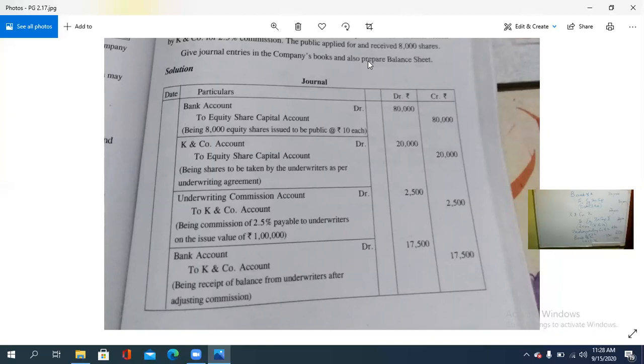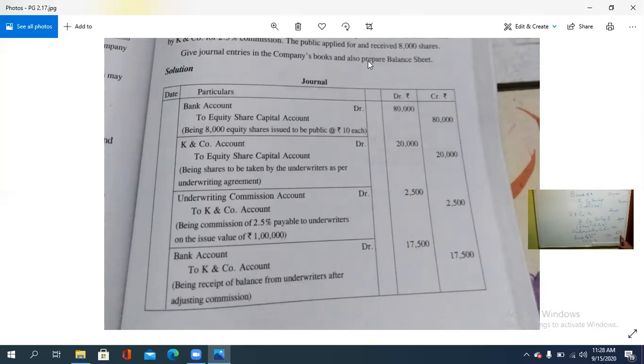ഇതാണ് partial underwriting with the firm underwriting. Here firm underwriting also there. So with the commission അതാണ് നോക്കേണ്ടത്. അപ്പോൾ ഇവിടെ നോക്കുക, ഒന്ന് ഇത് എമൗണ്ട് കിട്ടിയത് bank debtor to equity share capital 8,000 shares at the rate of ₹10 each. Then K and Company debtor to equity share capital 2,000 shares at the rate of ₹10 each. And then there is commission to the K and Company, underwriting commission account debtor 2,500 to K and Company.